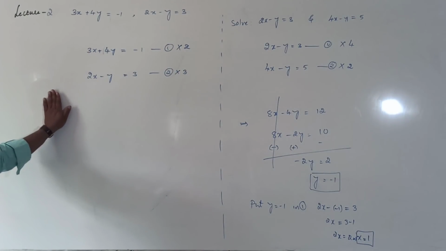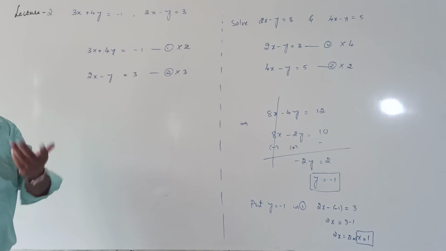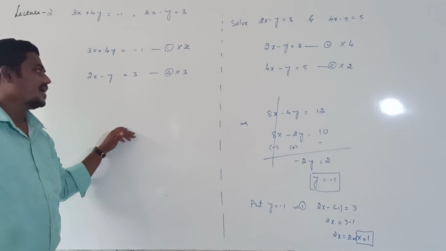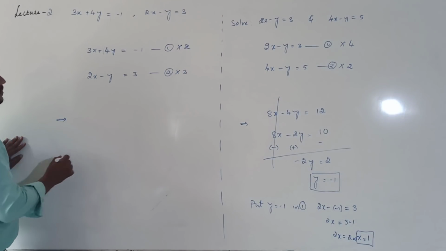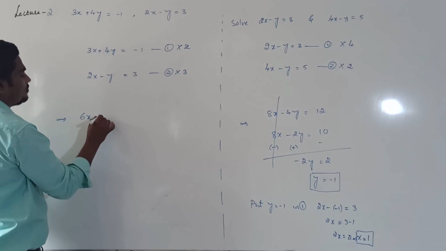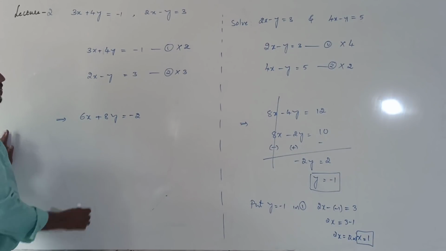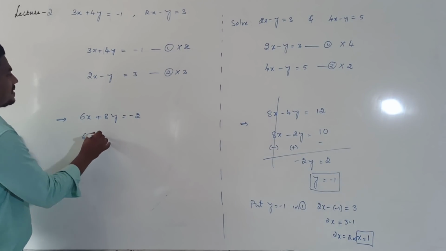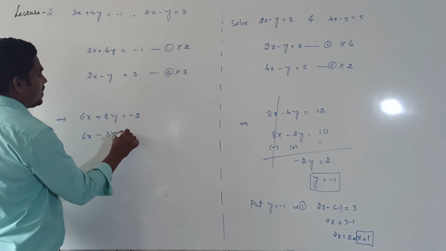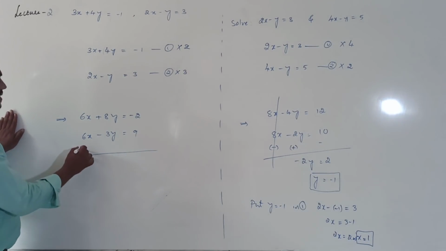You can use the coefficient of y also. Equalize either the coefficients of x or the coefficients of y. After that, multiply: 6x plus 8y is equal to minus 2. After that, 6x minus 3y equal to 9. After multiplying, just reverse the sign.